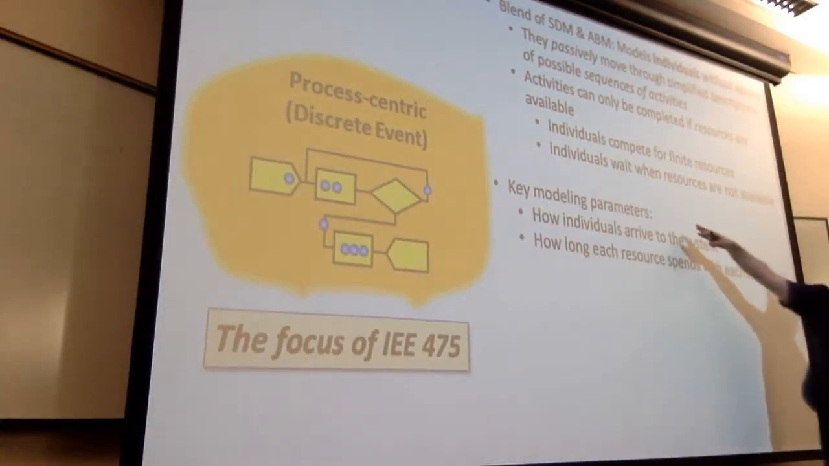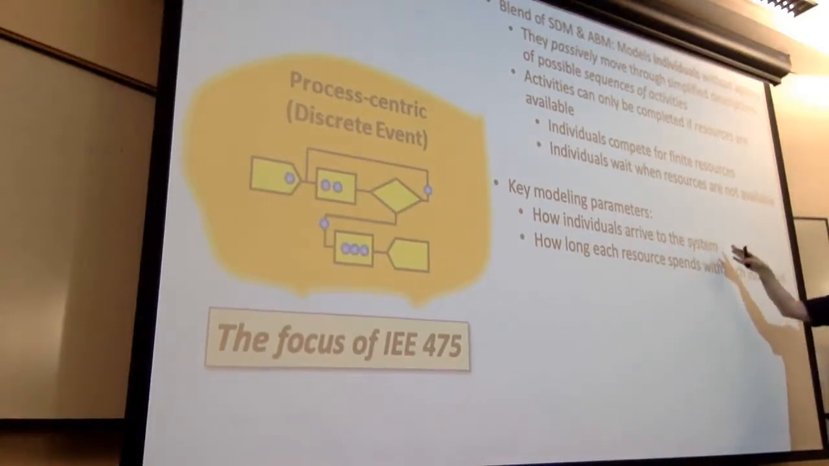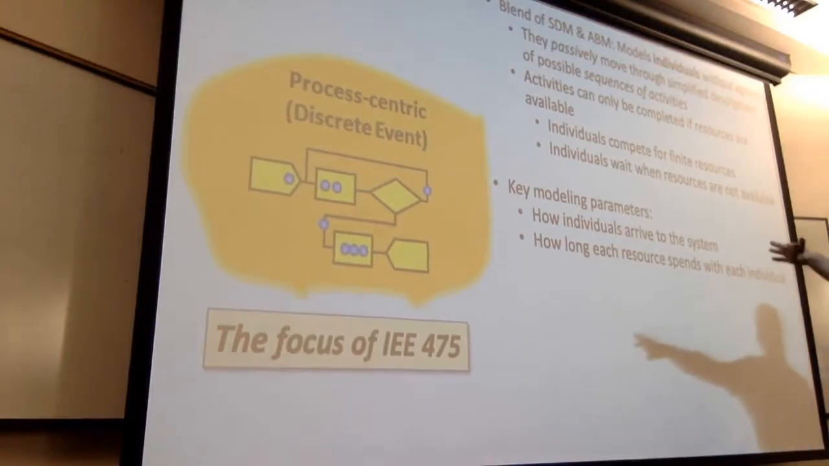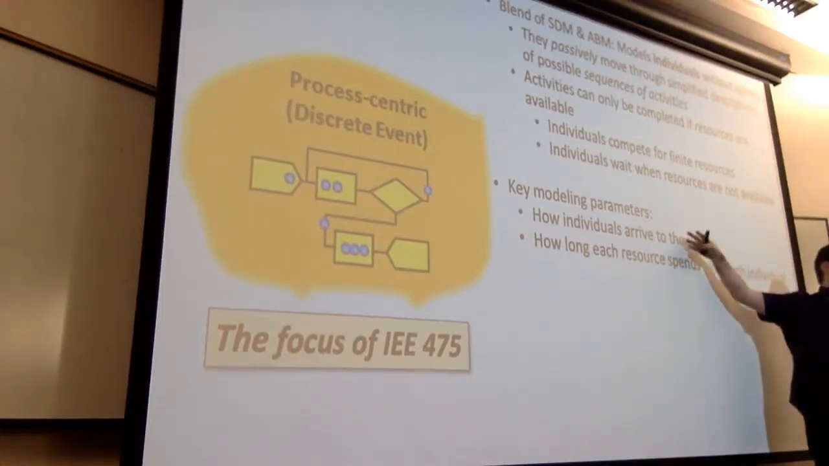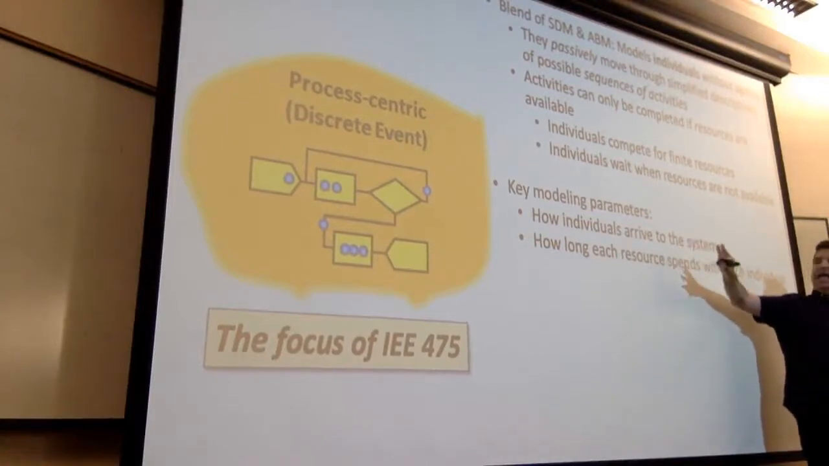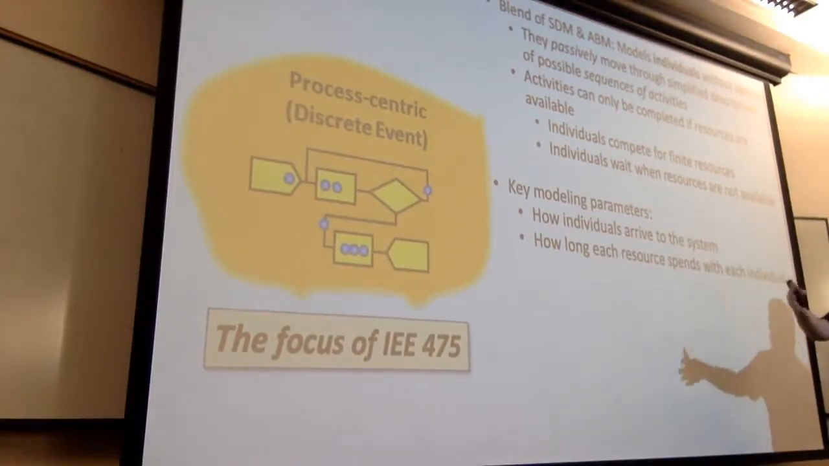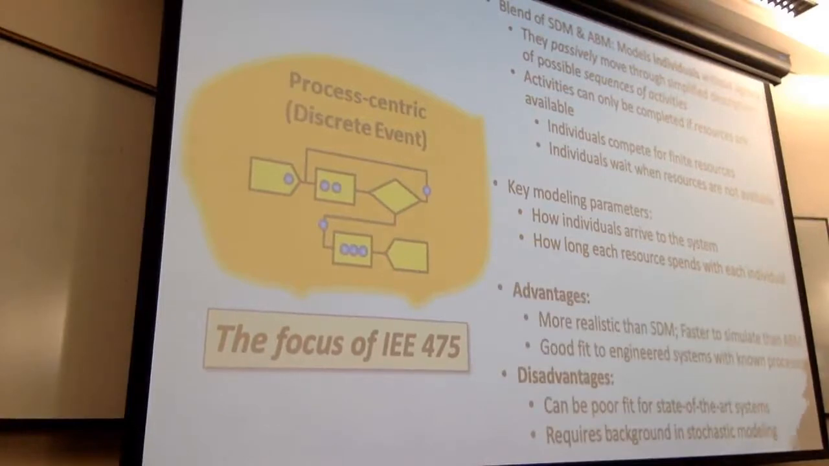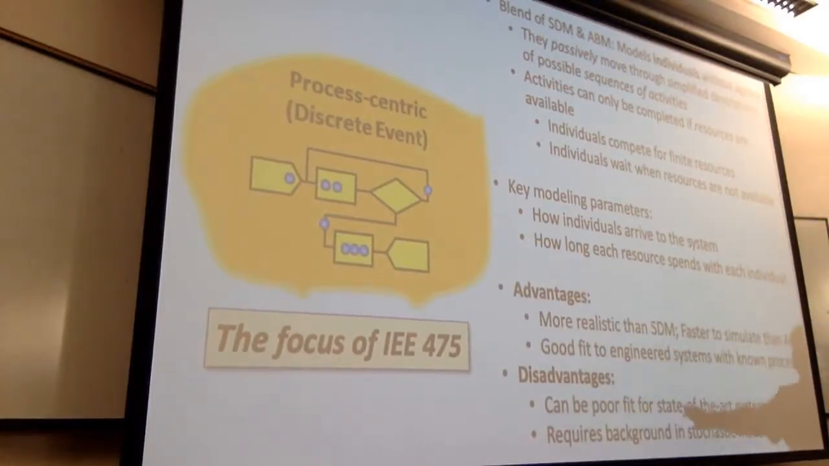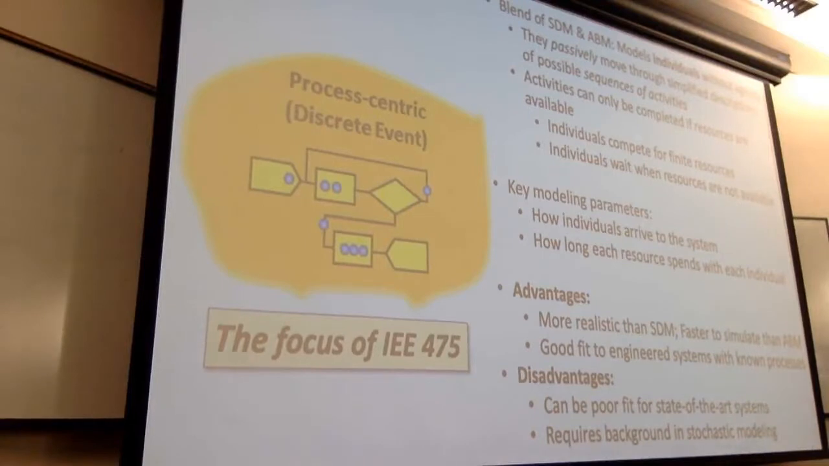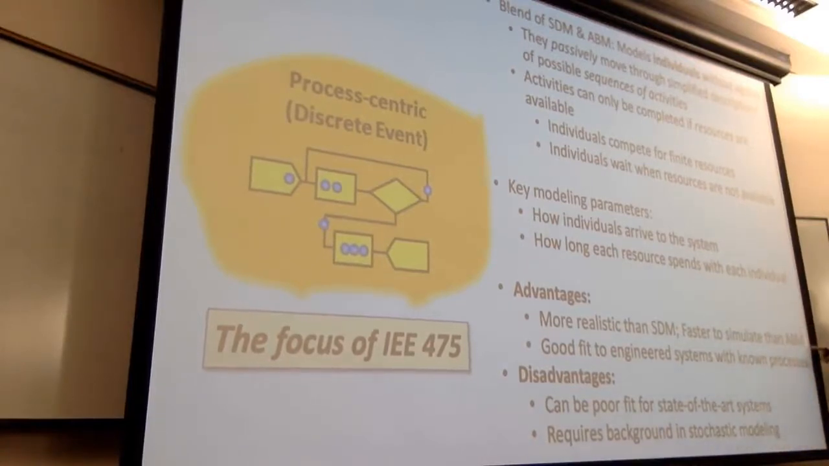So the key modeling parameters here are how the individuals show up in the system and how long each of these limited resources spends with an individual that gets access to that resource. Those are the two things that we will spend a lot of time modeling. And once we model those, then we hit go on the simulation and see how well it works. The advantage here is it's much more realistic than system dynamics modeling like you see in 477. And yet, it's not quite as detailed and doesn't require as much computational time to simulate as agent-based modeling.